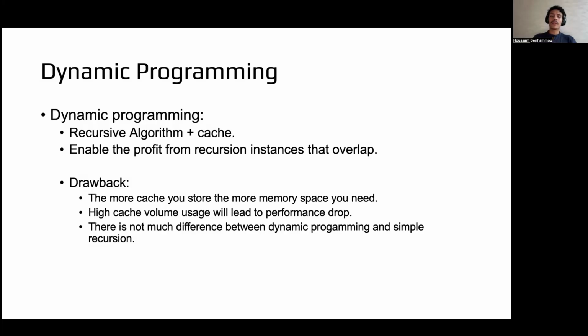A drawback of this is that if you use the cache to store all the recursive instances that you have, then it's going to be overwhelming for memory, and it's going to take a lot of space, which is counterproductive. So a way to resolve this is to only store the last two recursive instances. Most of the time, that's what you're using, just the last two steps, for example, in the Fibonacci problem. And yeah, that's pretty much it for dynamic programming and NP problems.